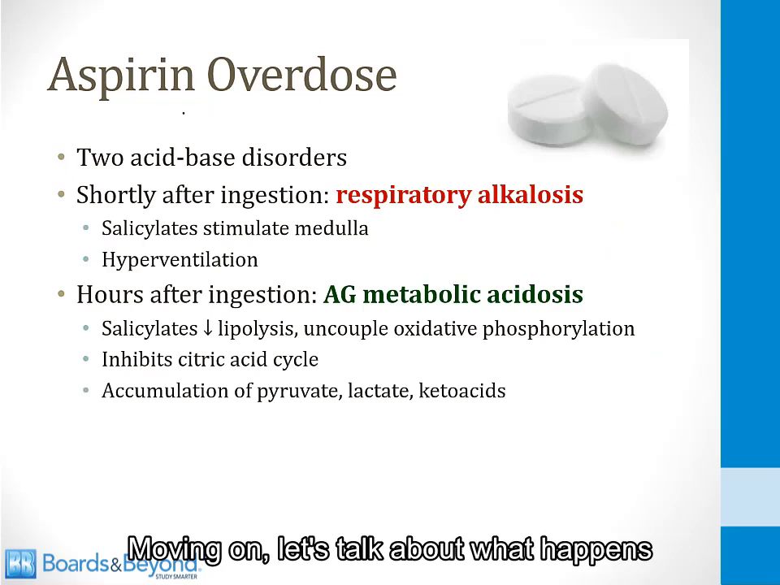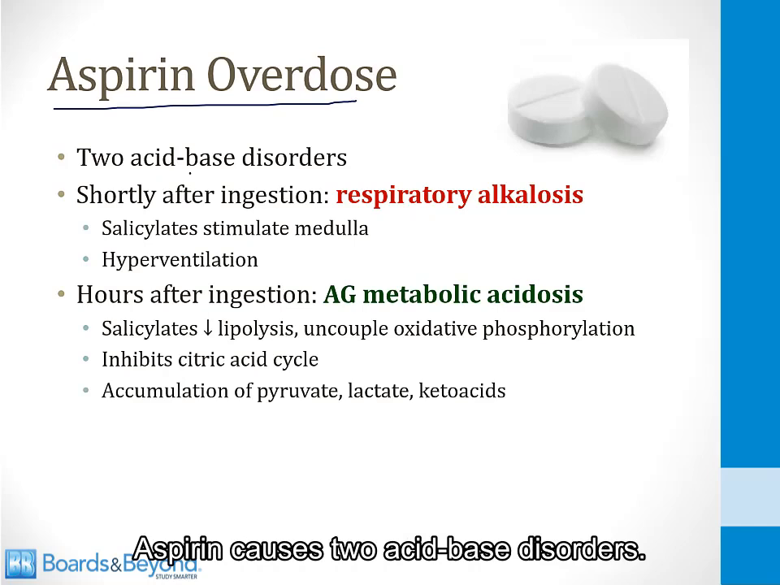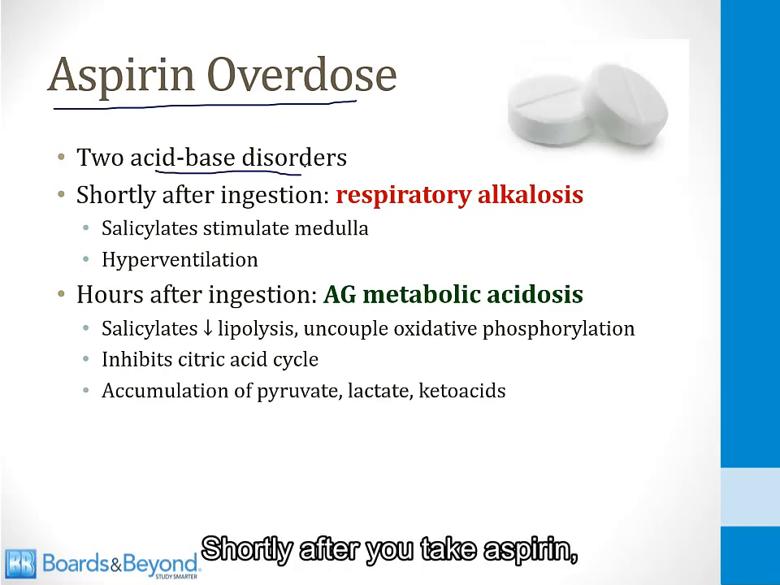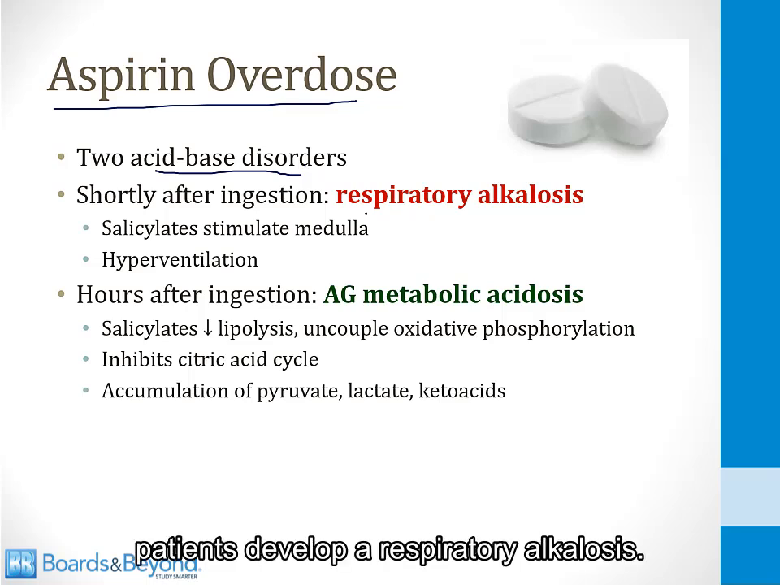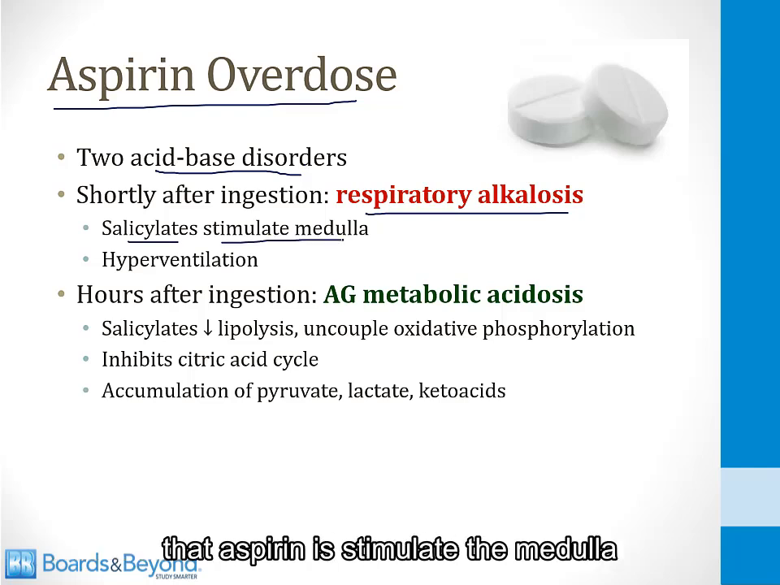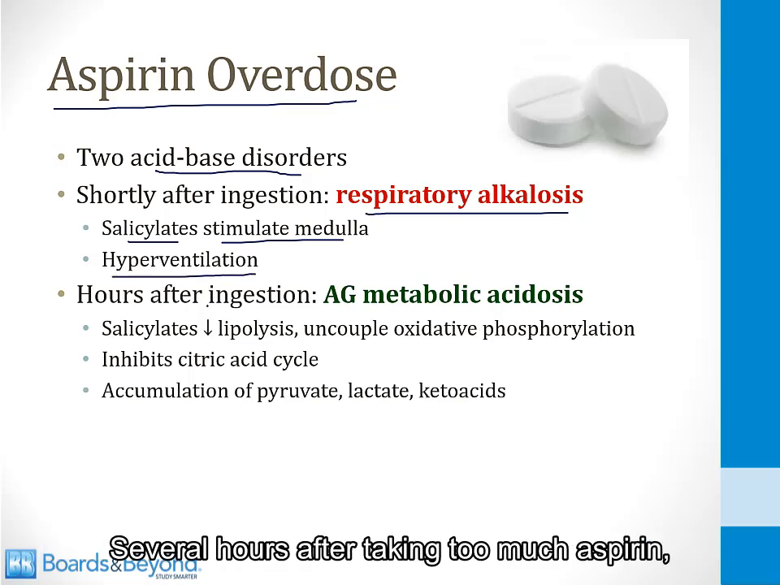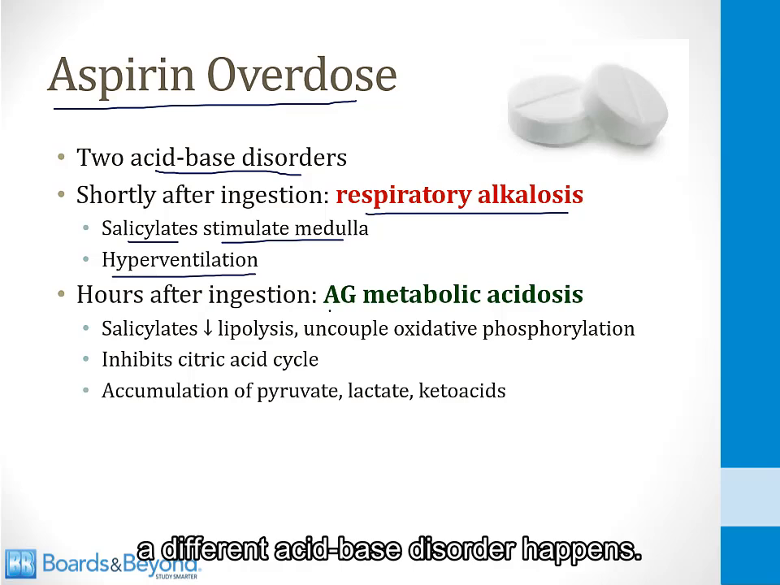Moving on, let's talk about what happens to patients who overdose on aspirin. Aspirin causes 2 acid-base disorders. Shortly after you take aspirin, patients develop a respiratory alkalosis. This is because salicylates, which are the type of drug that aspirin is, stimulate the medulla and directly cause the medulla to trigger hyperventilation.